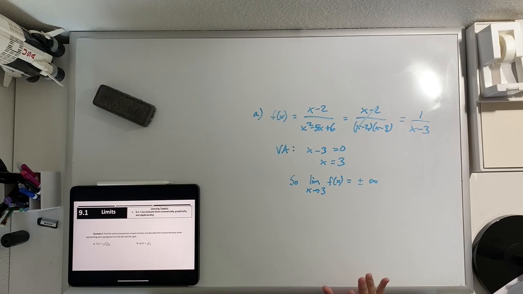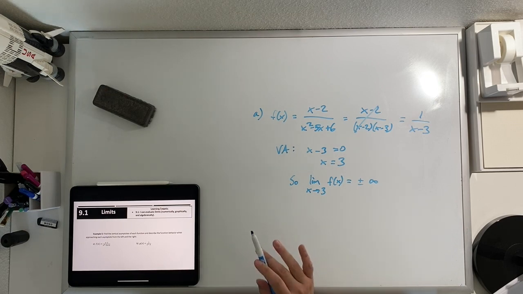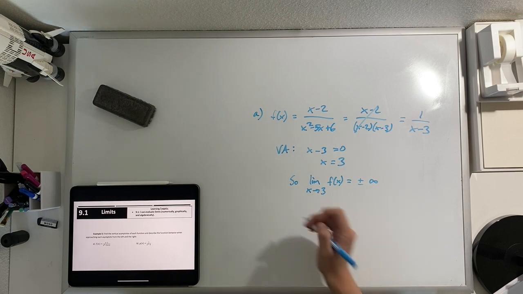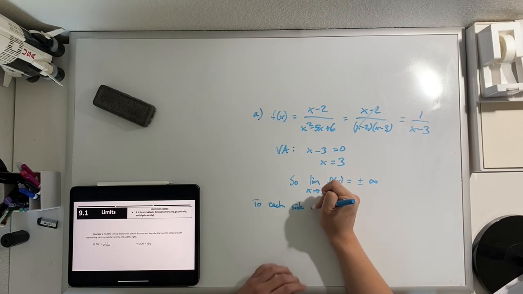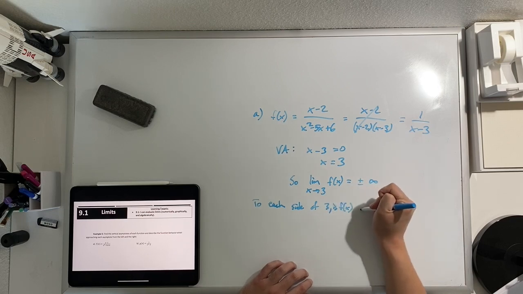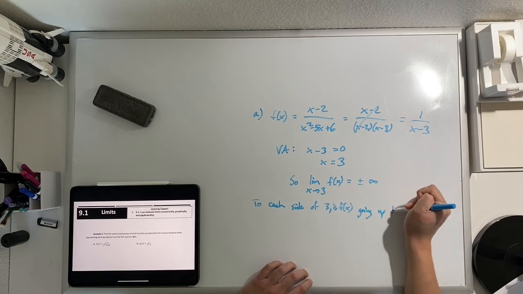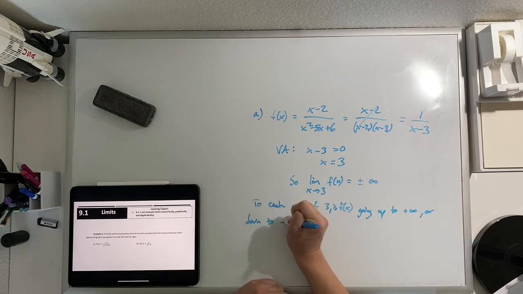Now, we would be done, but the second part of this question asks us to describe the function behavior on both sides of the asymptote. In other words, exactly what we did in that example before this. Are we approaching positive infinity or negative infinity? In other words, is the graph going up or is the graph going down? So let me write that out a little more explicitly. To each side of 3, is f of x going up to positive infinity, or is it going down to negative infinity?